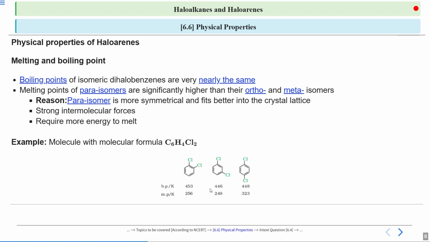And the para isomer will have the highest melting point, 323, and the ortho isomer will have the highest boiling point, 453, right? Other structures have lesser boiling point and melting point values compared to the ortho and the para, in the case of boiling and melting point respectively.